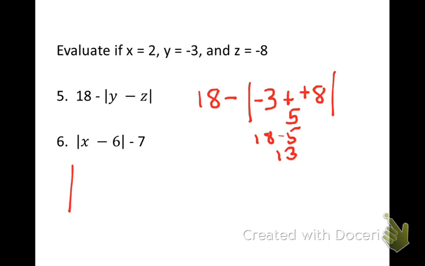Here x is equal to 2 minus 6, and then minus 7. So 2 minus 6, remember, becomes plus negative, which would be negative 4. The absolute value of negative 4 is 4. So our problem is 4 minus 7, so plus negative, would be negative 3. And that would be what we would have there for that one.